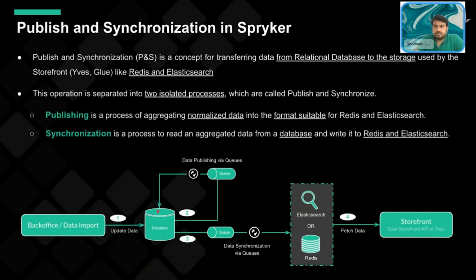Once we have that published data in the database, formatted to suit Redis and Elasticsearch, we trigger the synchronization operation with the help of queues. By that, we update Elasticsearch or maybe Redis, depending upon the request. Then we can use it in our storefront, either through the Glue API or otherwise.